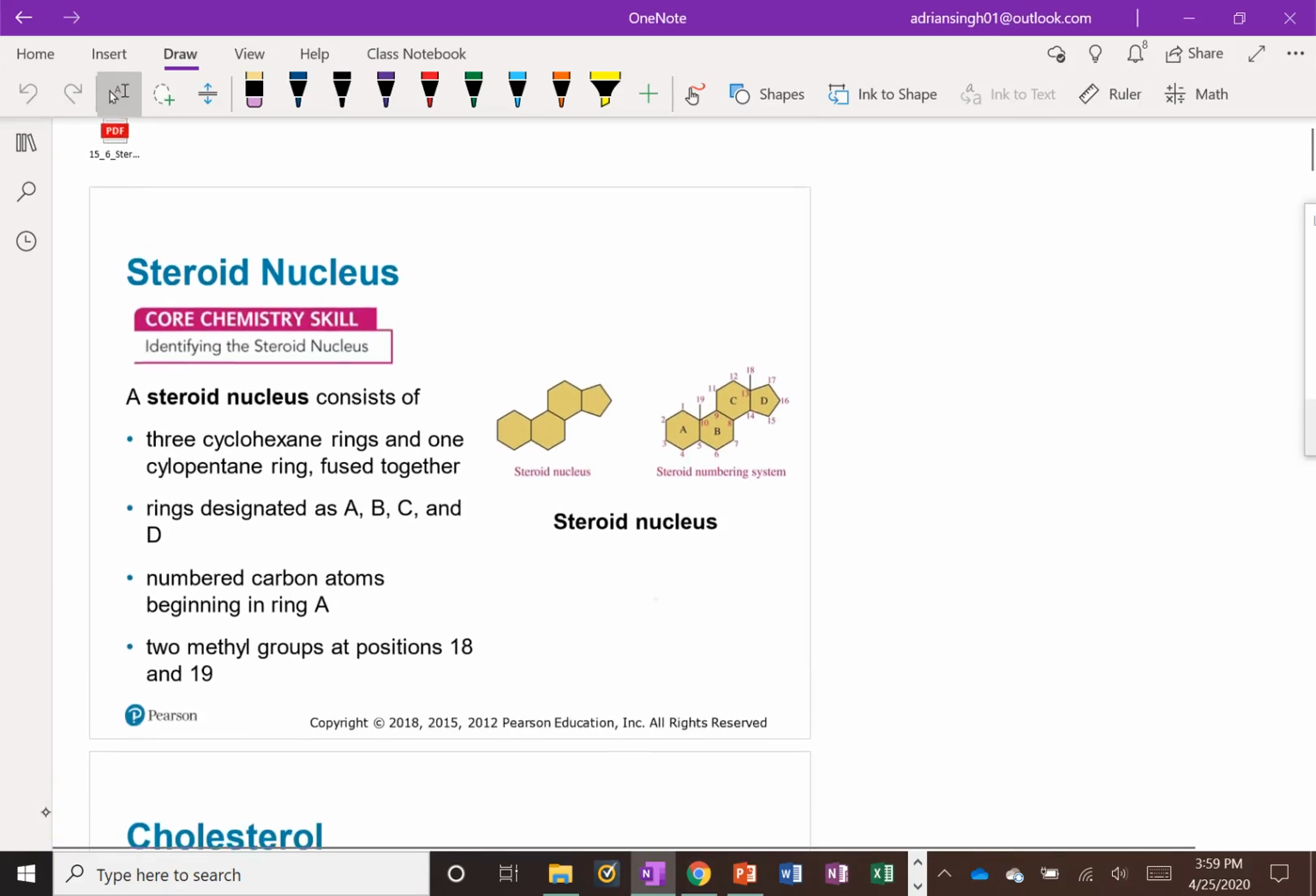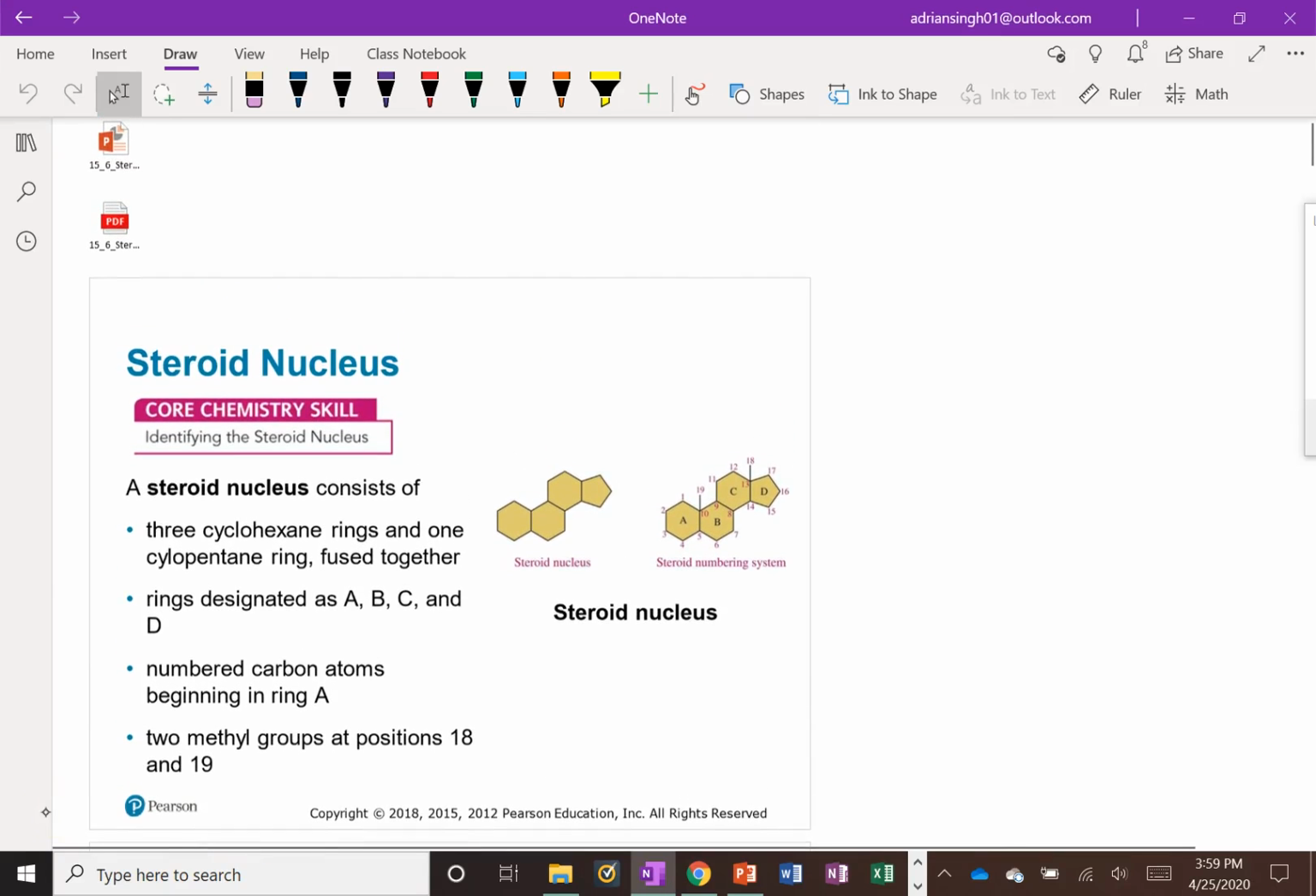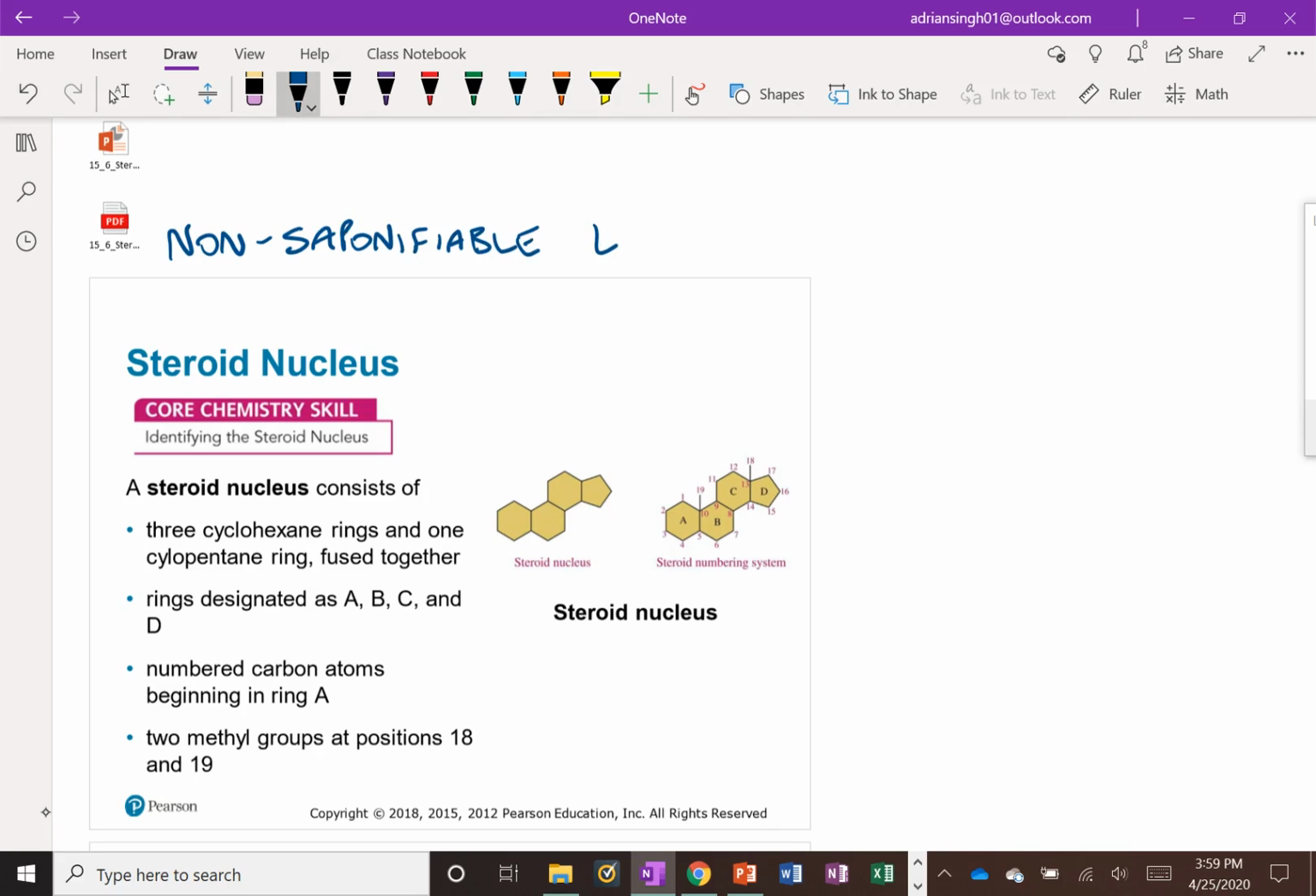So we've talked about all of the saponifiable lipids so far, the ones that contain the ester bonds in them. We're now going to take a look at the non-saponifiable lipids. And there was only one category of these, and these were known as the steroids.